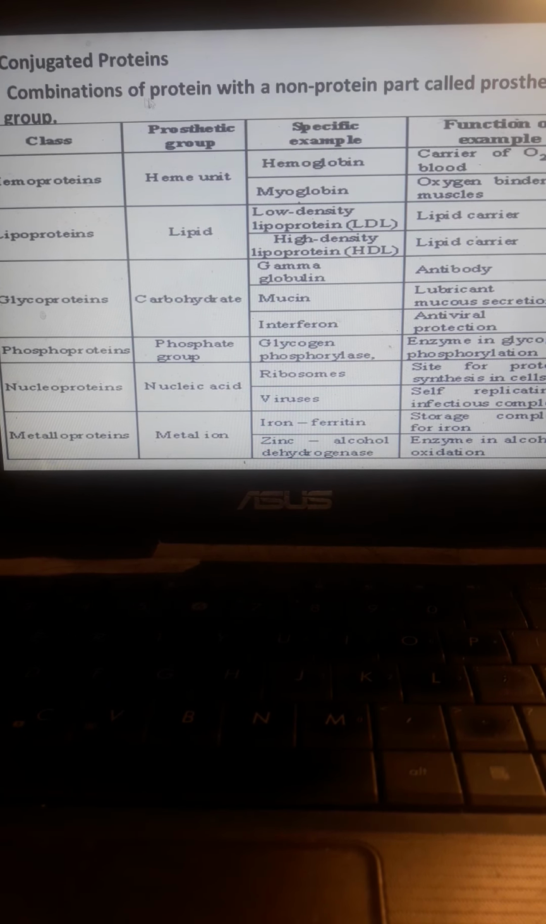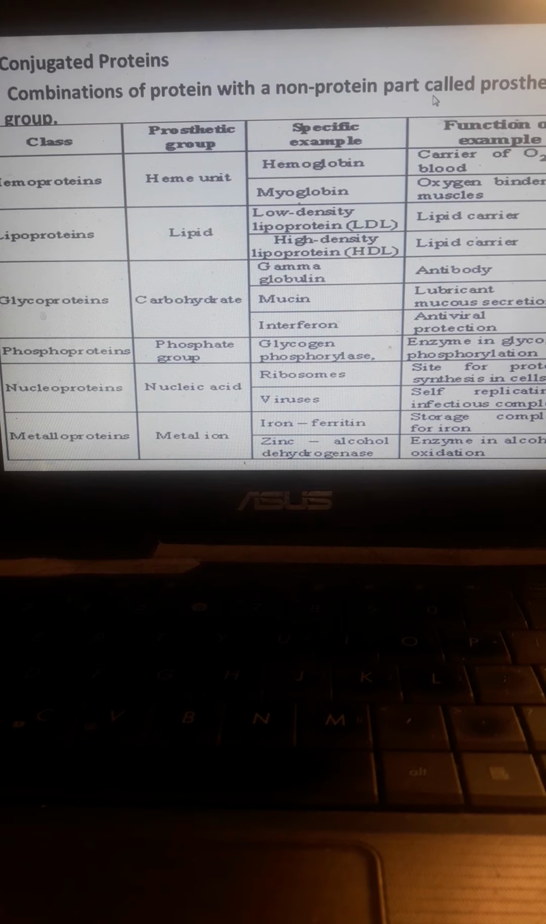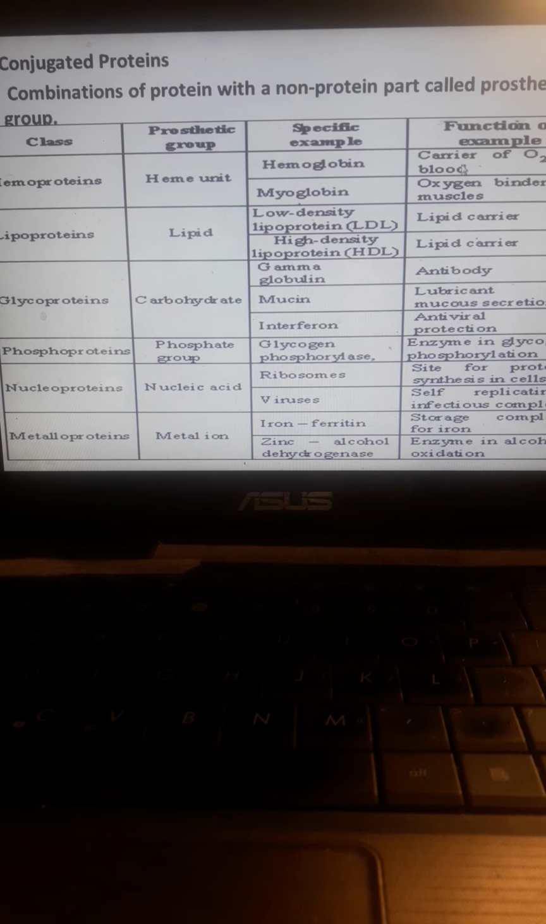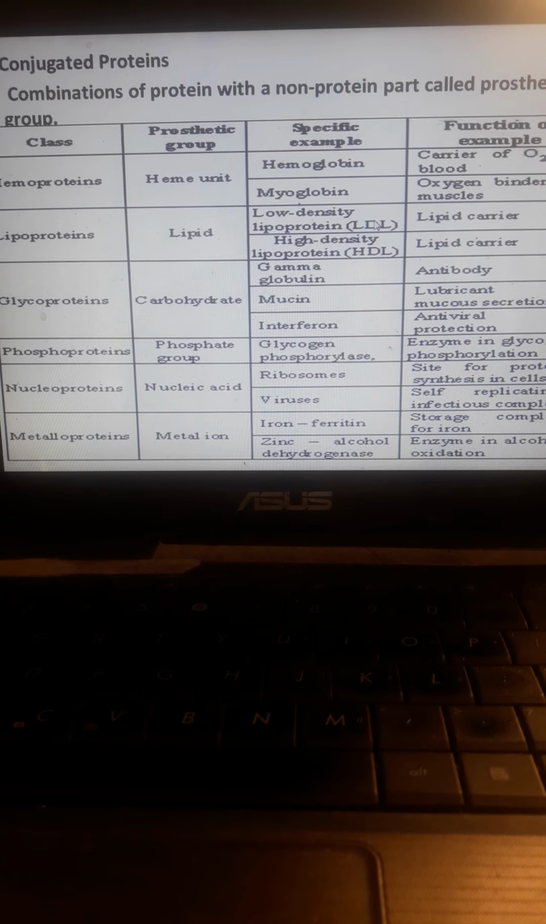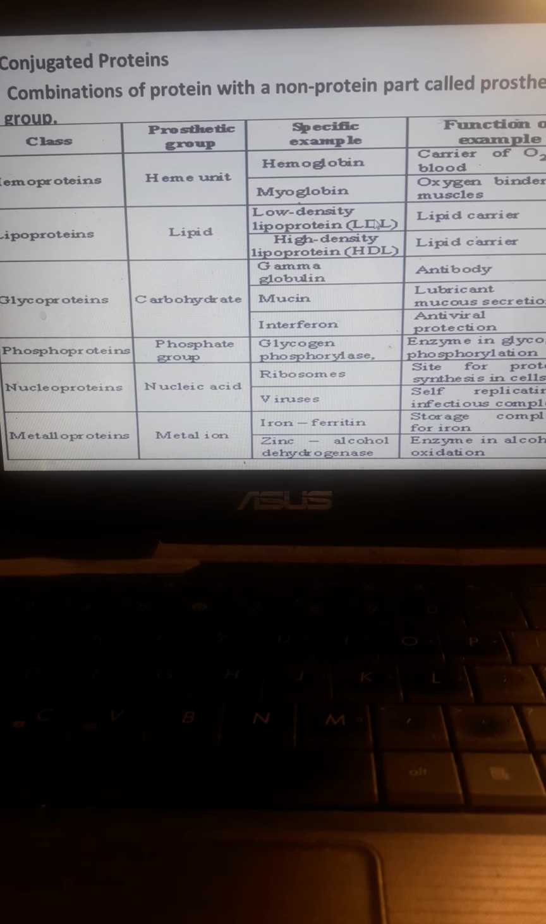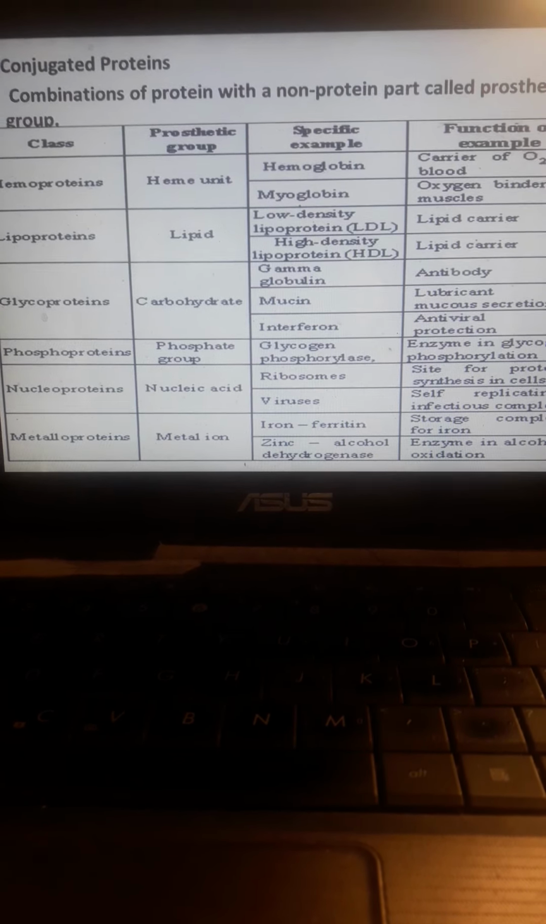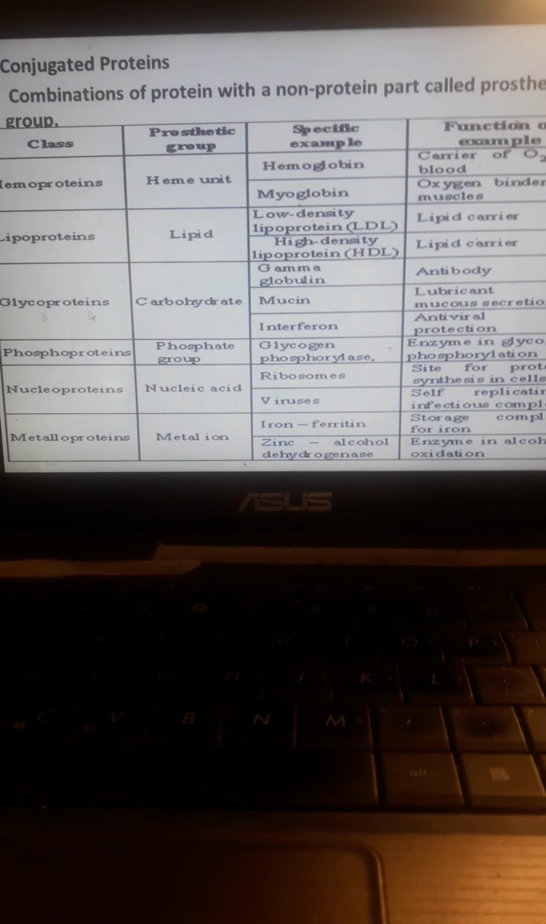Next, conjugated proteins: a combination of proteins and a non-protein part called the prosthetic group. So, hemoproteins, heme, iron, myoglobin, carrier, hemoglobin, oxygen binder. Lipoproteins: low density lipoproteins, high density lipoproteins. These are lipid carriers, they play an important role, especially in hypercholesterolemia. So the cholesterol increases. We will discuss it later.